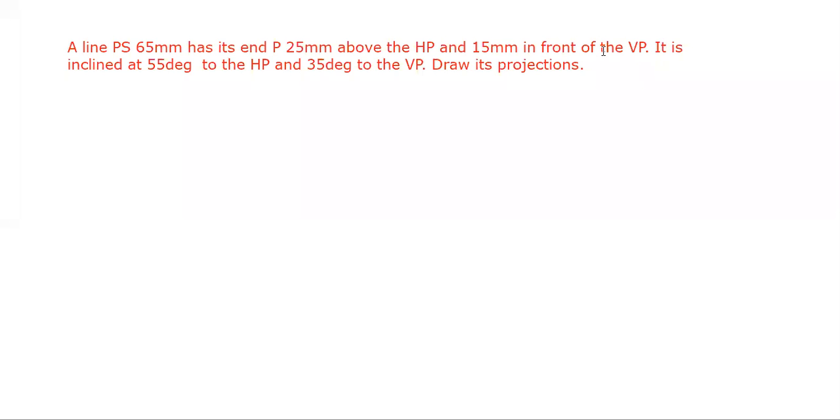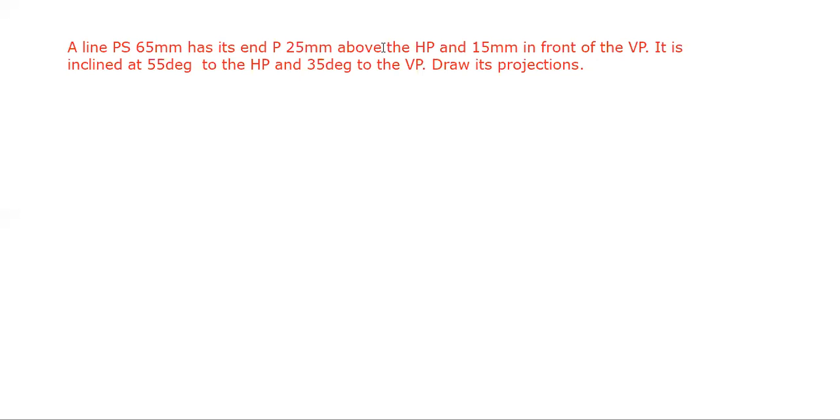Hello students, today let us see how to solve a basic problem on projection of lines. See the statement of the question. A line PS 65 millimeter has its end P 25 millimeter above the HP and 15 millimeter in front of the VP. It is inclined at 55 degree to the HP and 35 degree to the VP. Draw the projections. So let's go step by step.